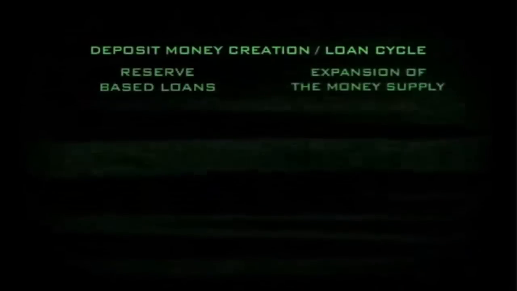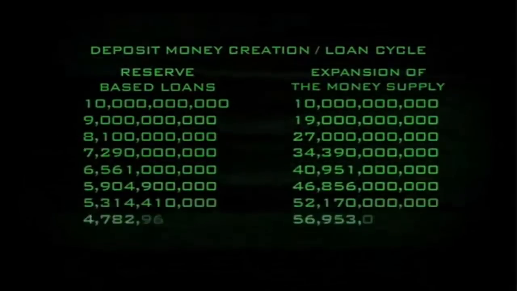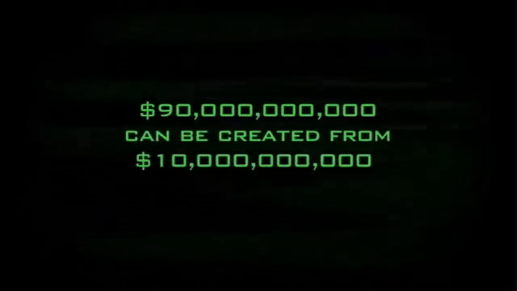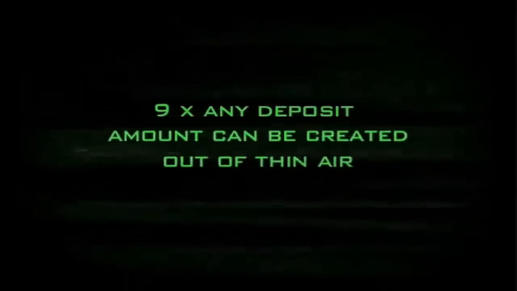This deposit money creation loan cycle can technically go on to infinity. The average mathematical result is that about $90 billion can be created on top of the original $10 billion. In other words, for every deposit that ever occurs in the banking system, about nine times that amount can be created out of thin air.